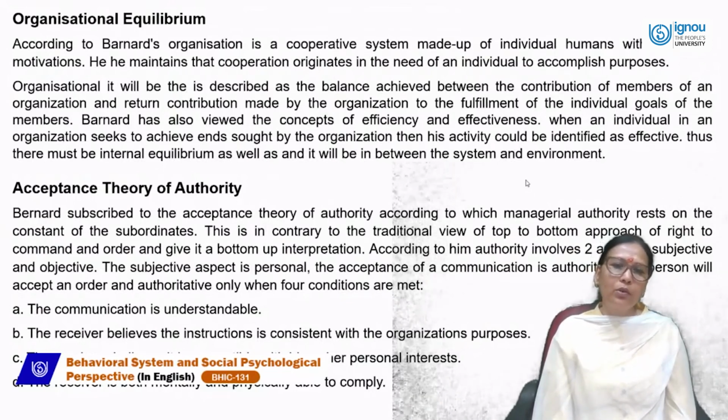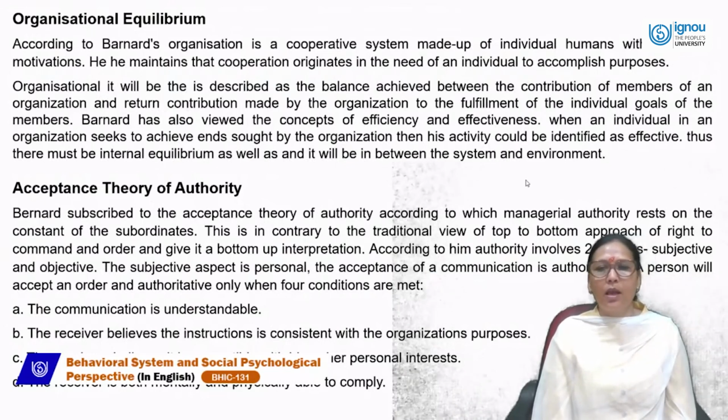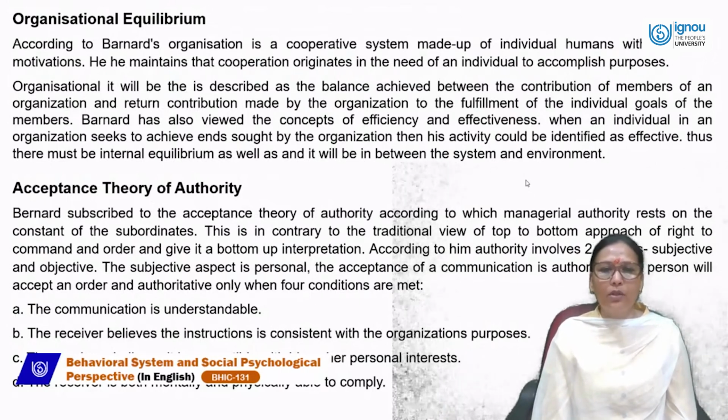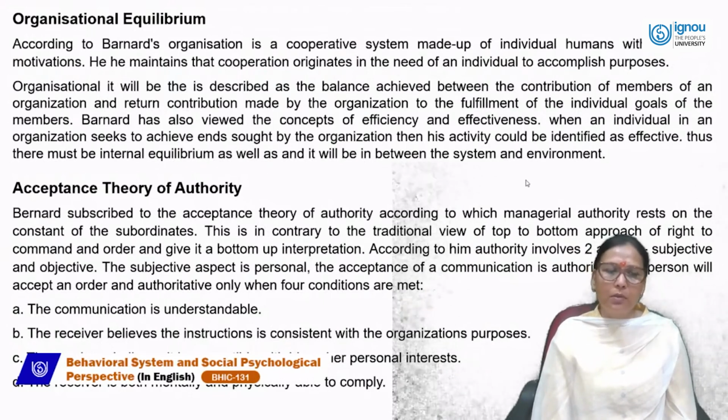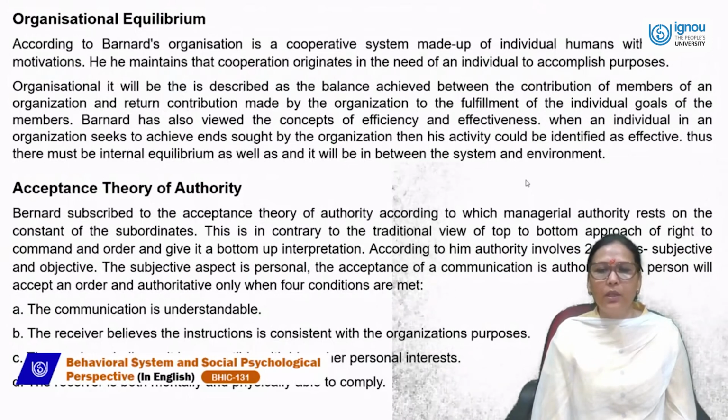Barnard has also viewed the concept of efficiency and effectiveness. When an individual in an organization seeks to achieve ends sought by the organization, then his activity could be identified as effective. Thus, there must be an initial equilibrium, as well as one between the system and the environment.